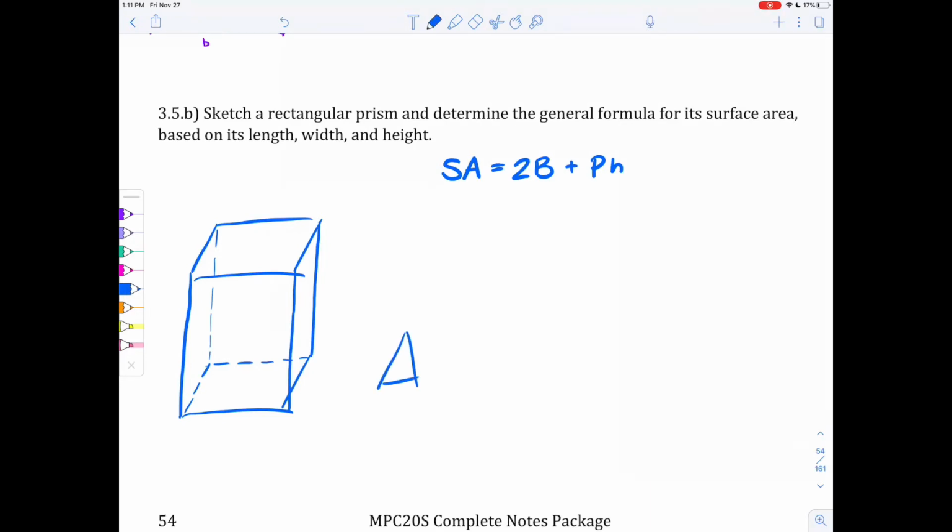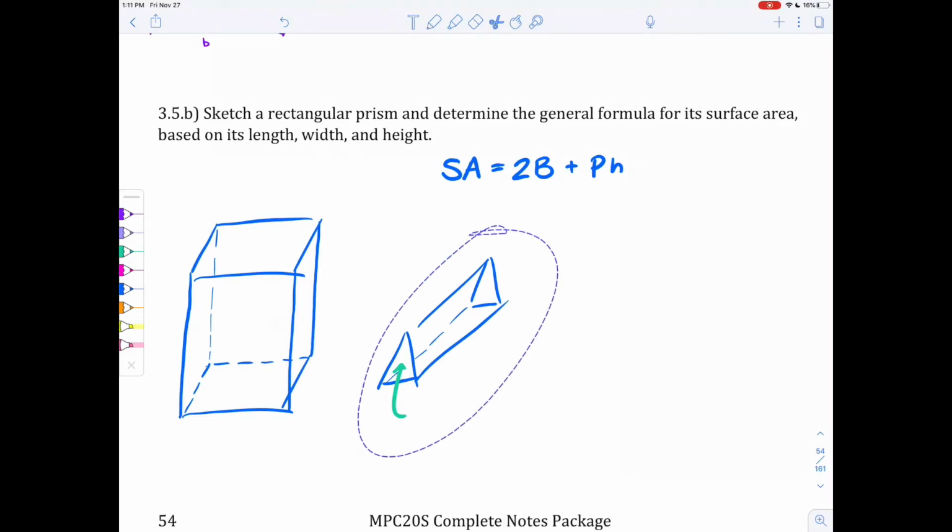But when we have something like a triangular based prism, the base does in fact matter. The base is going to be the shape that's specified in the name, something to just kind of keep in mind that people mix up down the road.